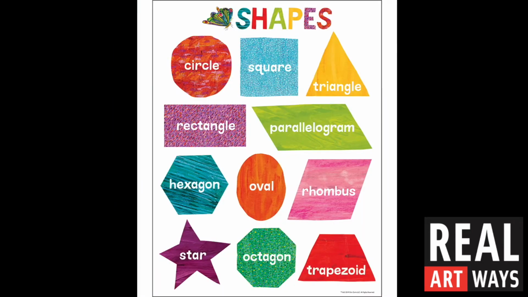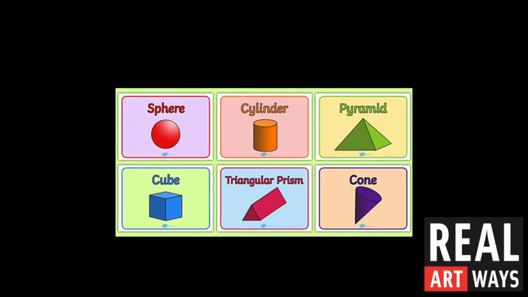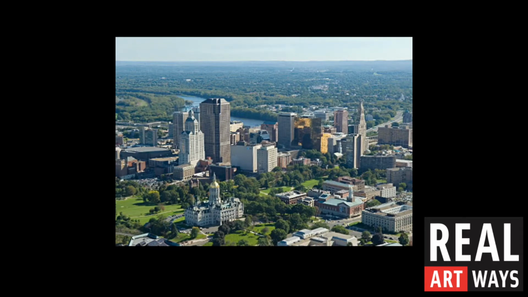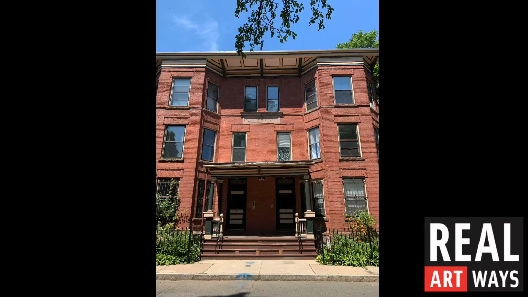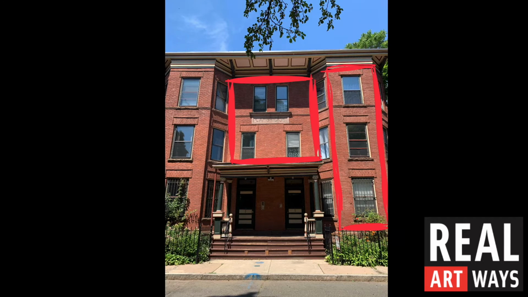Here are examples of some of the many shapes that you might see in the buildings and the architecture around you. You might notice some three-dimensional shapes as well. Here are some examples. Depending on where you live, you'll see different shapes around you. For example, maybe you live in an apartment building. What shapes do you see here? I see a square above the doorways and a really tall rectangle to the right.